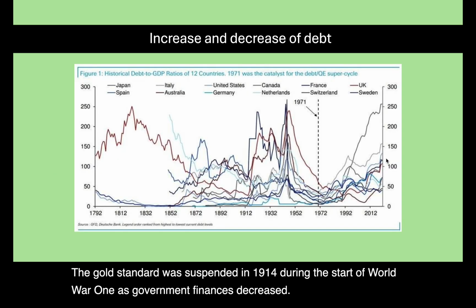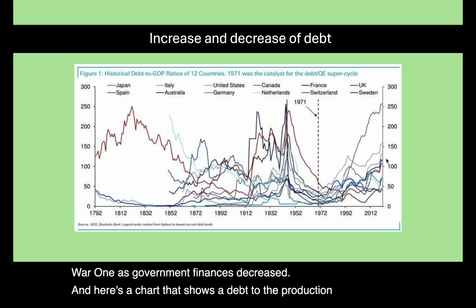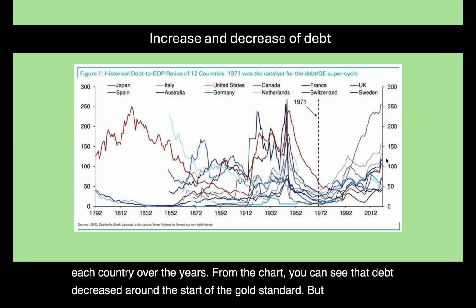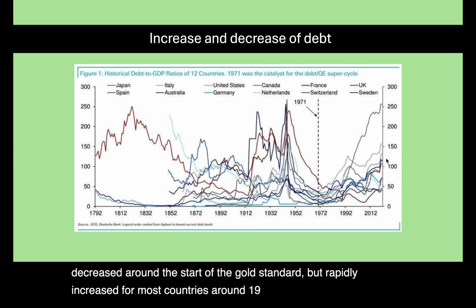And here's a chart that shows the debt to the production of goods in each country over the years. From the chart, you can see that debt decreased around the start of the gold standard, but rapidly increased for most countries around 1914, continuously increasing around 1952 post-war.